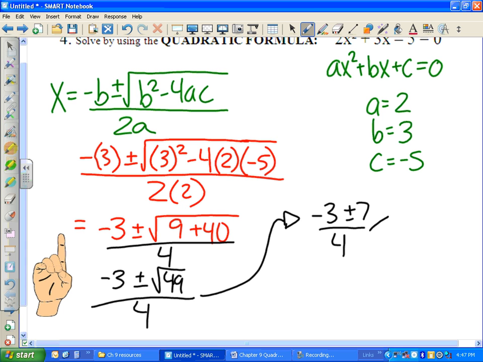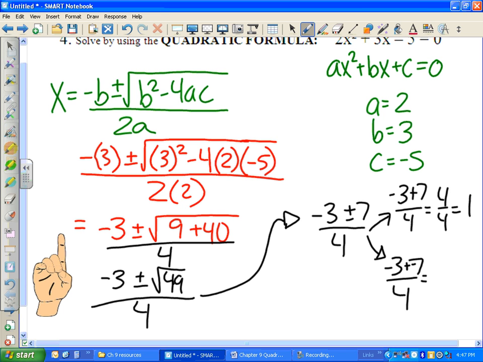Do the two problems. So many of you guys messed up here. You put just a 10. Let me do the plus first. -3 plus 7 over 4. That's going to be 4 over 4, which is 1. Next one. -3 minus 7 over 4. Do the do. Don't change. Opposite, opposite. That's -10 over 4. A lot of you left the answer like this. Reduce it, please. -5 over 2. Okay, there's your answer. And we're done.